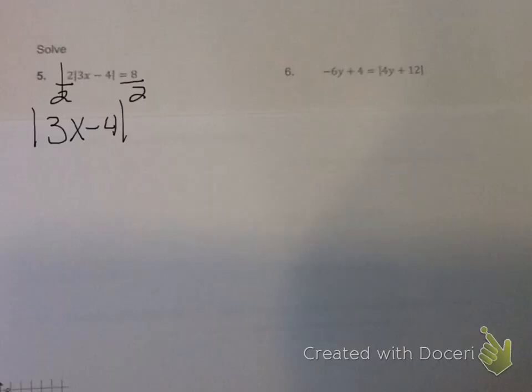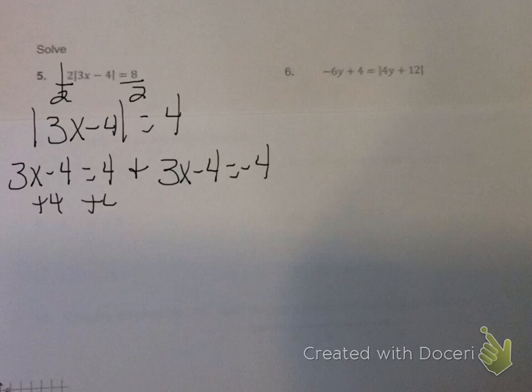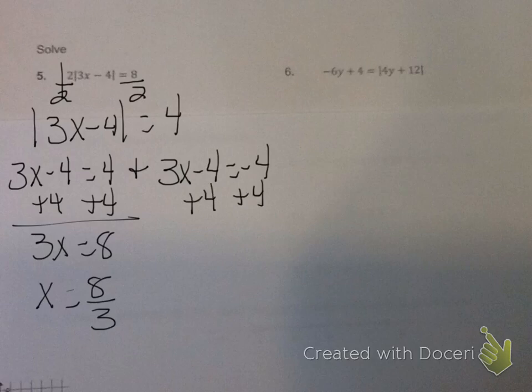Number 5, we have to get the absolute value by itself, so we have to divide by 2, and then we separate, take it out and put it to a positive 4, and take it out of the absolute value and put it to a negative 4. We will always have two answers.